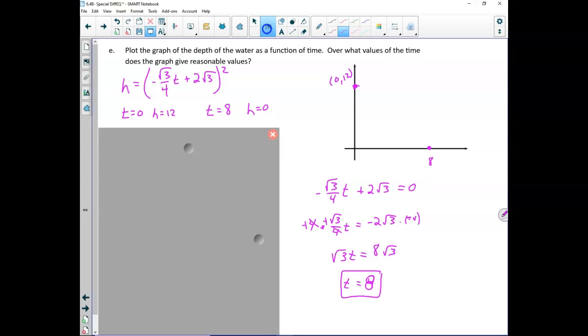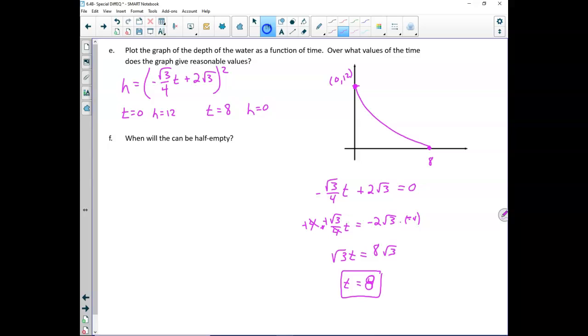So I think over here, this is when t equals 8, and what is going to happen to my graph? It is going to go something like that, okay? And we want to know, when will the can be half empty? If that's 12, it's probably somewhere here, when the height is 6. Whatever that time is, it's not going to be half of 8, so we need to find out when 6 equals (negative square root 3 over 4 t plus 2 square root 3) squared. We want to know the time when the height is 6.